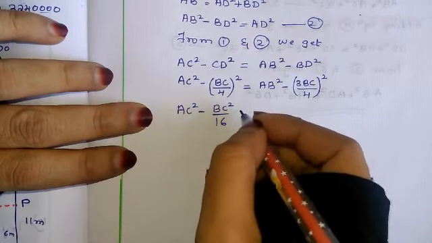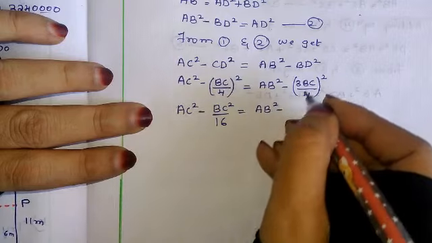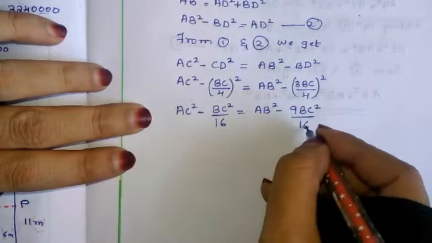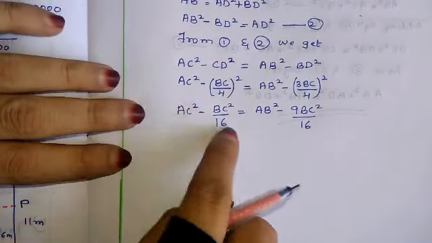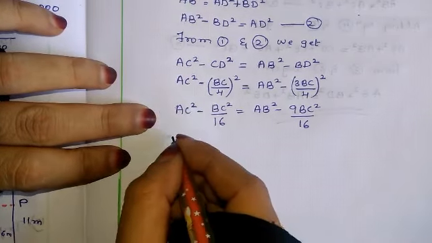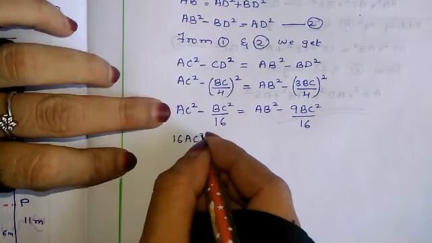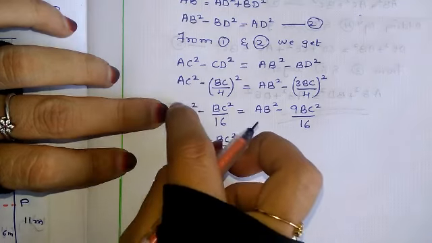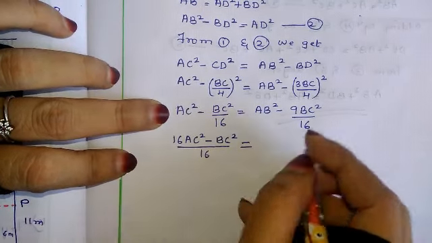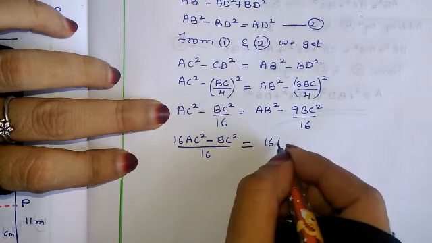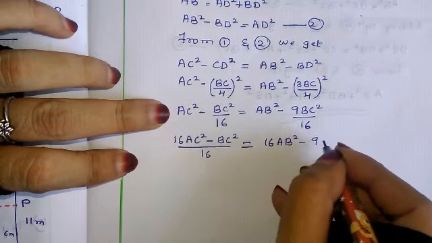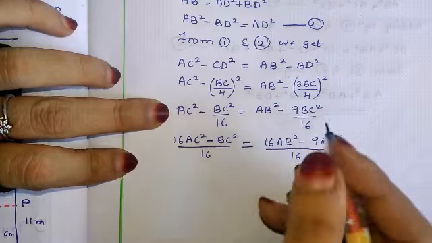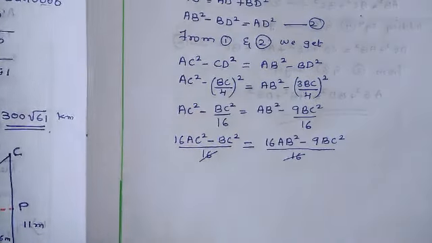4 square is 16, which equals AB square as it is. 3 square is 9, BC square as it is. 4 square is 16. Okay, so now let us multiply this. We'll multiply 16 into AC square: 16 AC square minus BC square upon 16. How 16? Because we have multiplied it. Is equal to 16 into AB square: 16 AB square minus 9 BC square upon 16. Why? Because we have multiplied. Now 16 gets cancelled. What is left?